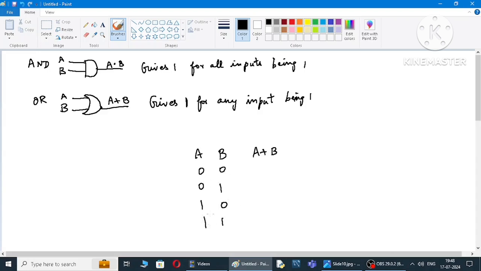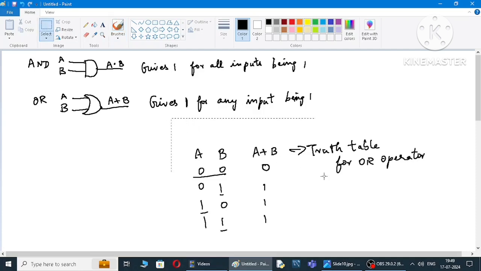So for all input combinations, if any input is 1, so here you have a 1, here you have a 1, the output will be 1. But here both are 0, so the output will be 0. So this is the truth table for the OR operator, that is the OR logic circuit.